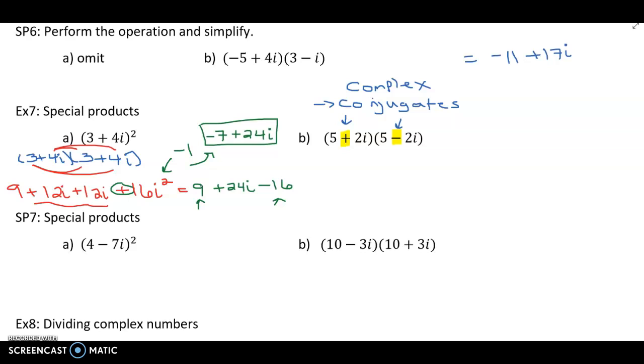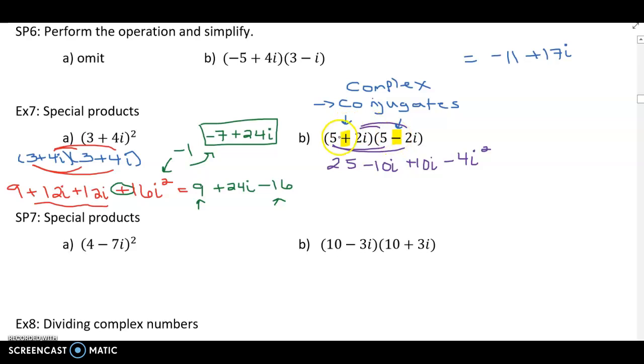Now for the conjugates, we're still going to FOIL. 5 times 5 is 25. 5 times negative 2i is negative 10i. 2i times 5 is positive 10i. And positive 2i times negative 2i is negative 4i squared.